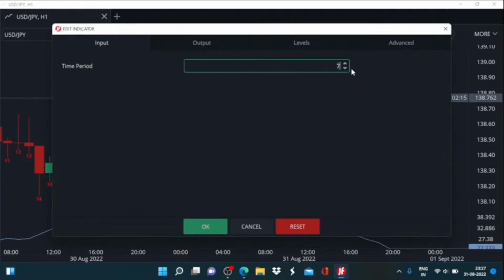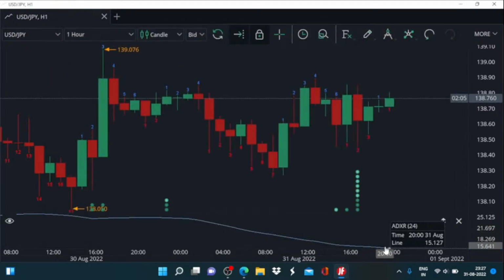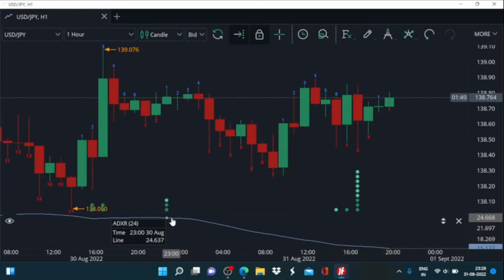Now again, let's change the time period and restore it back to say a whole day's worth of data. So now I have taken 24 as the calculation period, and this is an hourly chart. So we are looking at the last 24 hours of price data, and accordingly this ADXR output value is being derived. So you can make sense that for the last 24 hours there has not been strong momentum in the USD JPY. It is simply moving sideways within a narrow range.